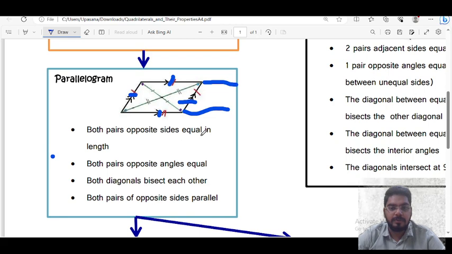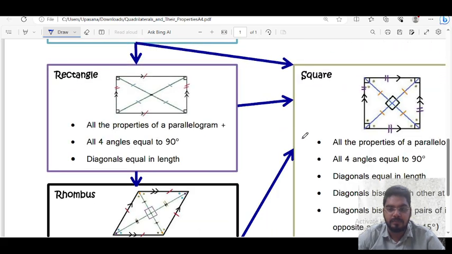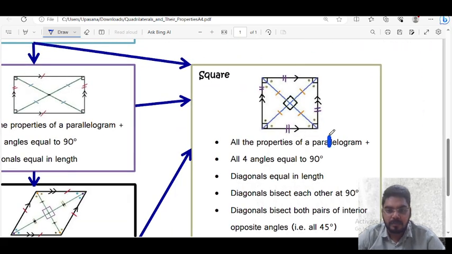Now we are talking about the square. This figure is a square. All the properties of a parallelogram apply in a square. The difference between a parallelogram and a square is that all four sides are equal and opposite sides are parallel to each other. All vertex angles are 90 degrees. All four vertices are 90 degrees.